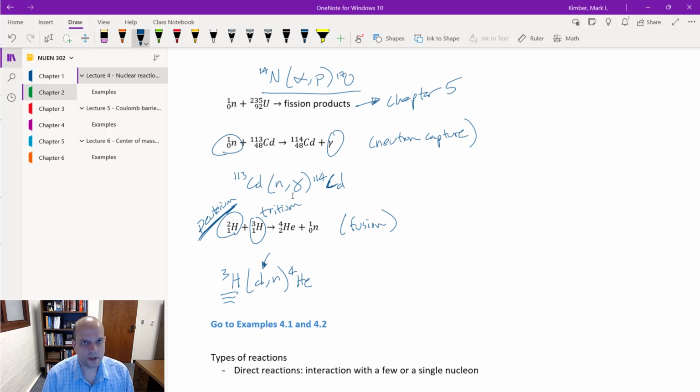So let's go to a few examples just to hammer this point home a little bit.